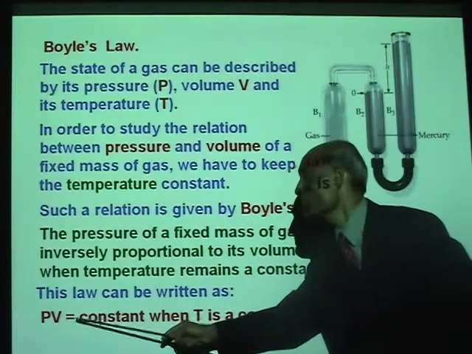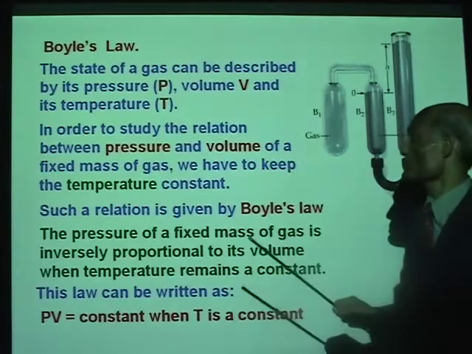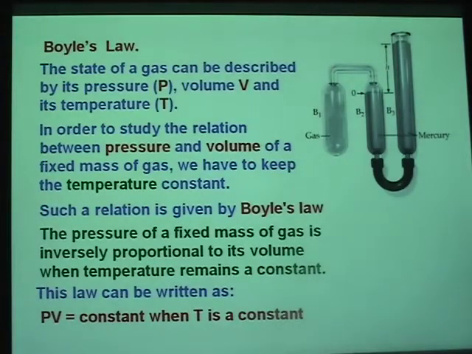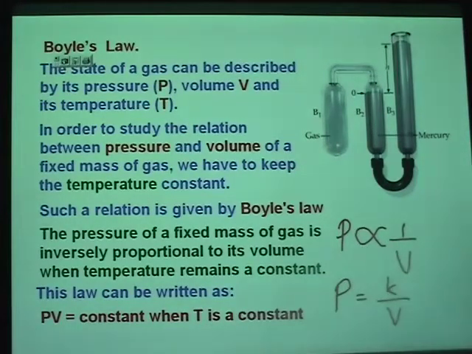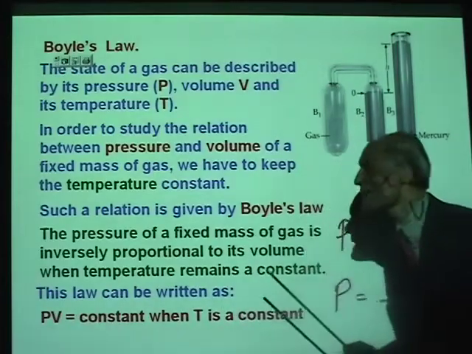Well, P times V is a constant when T is a constant. You see, pressure is inversely proportional to volume. We write it like this: P is proportional to 1 over V. Now you understand that. Inverse proportion, 1 over V, or pressure equal to a constant divided by V. Now, that is the same as pressure multiplied by volume remains a constant. So, P times V remains a constant.